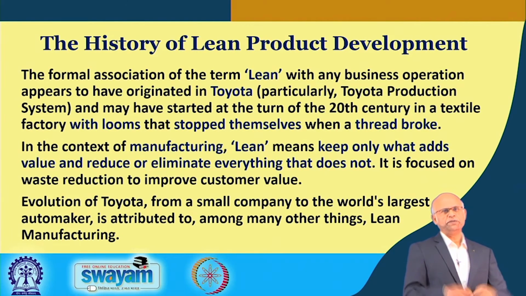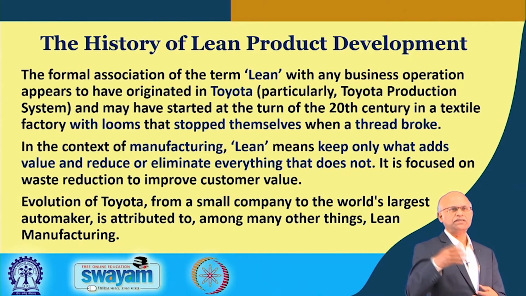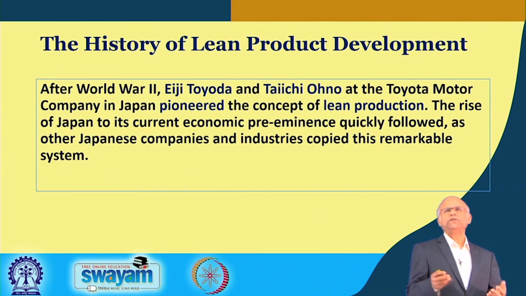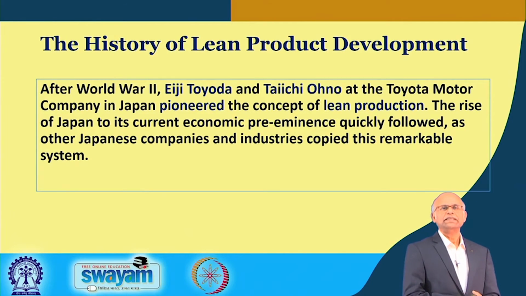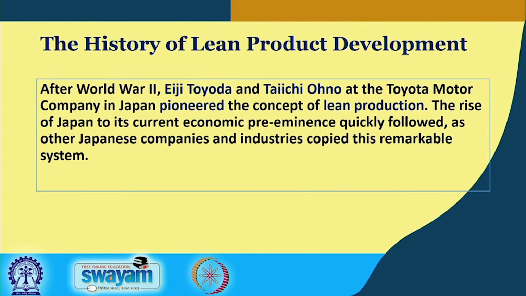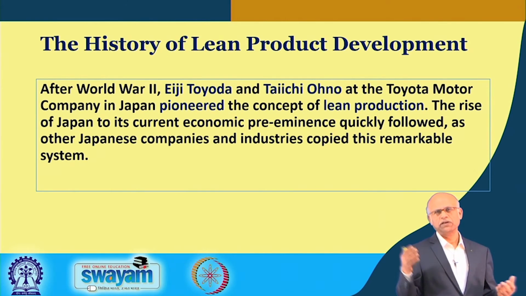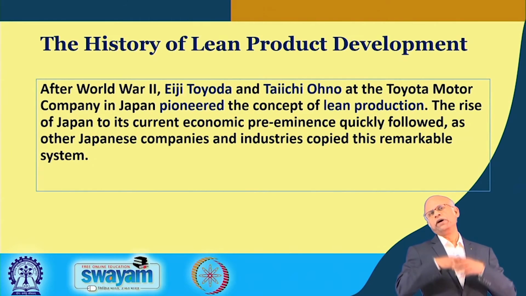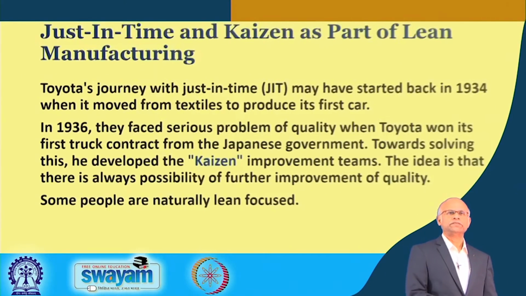So, the evolution of Toyota from a small company to the world's largest automaker is attributed, among other things, to the lean manufacturing process. The history of lean product development, again just a continuation. After World War II, Toyota is the name of the founder of the Toyota group, and Taiichi Ohno at the Toyota Motor Company in Japan pioneered the concept of lean production. The rise of Japan to its current economic preeminence is attributed to the adoption of the lean process by many companies in Japan in those days.